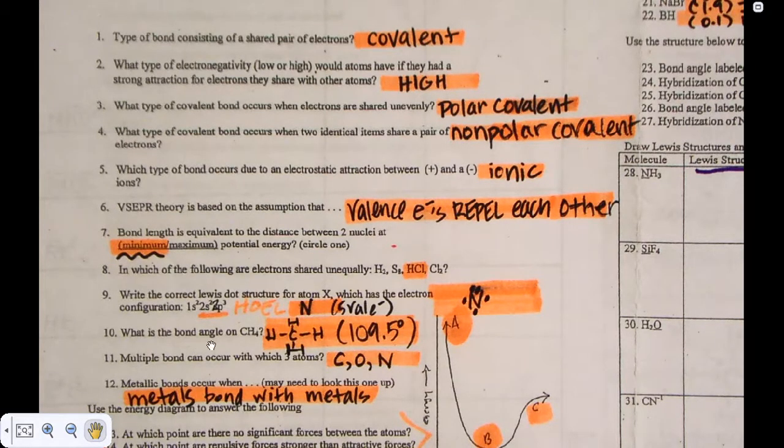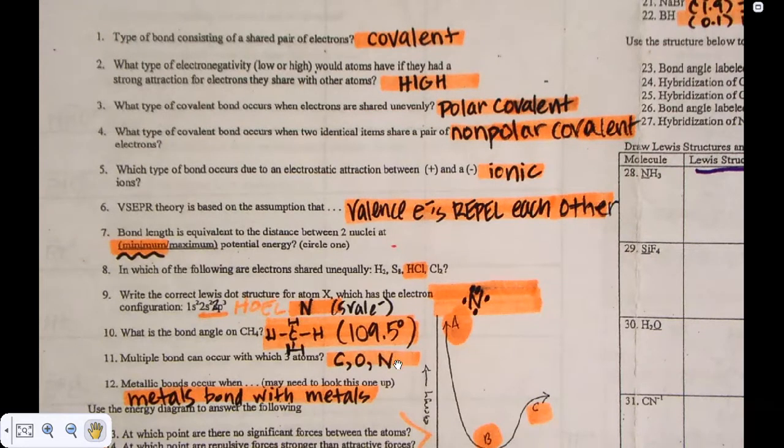Number 10, what is the bond angle around the carbon in CH4? So if you look at the Lewis structure for methane, CH4, you would see that it's tetrahedral. So that means the bond angle around that carbon there is 109.5 degrees. Number 11, multiple bonds can occur with which 3 atoms? This is straight from your notes.